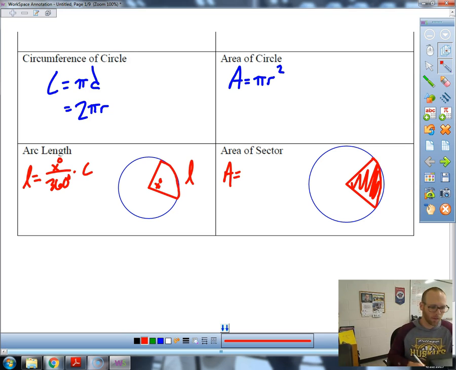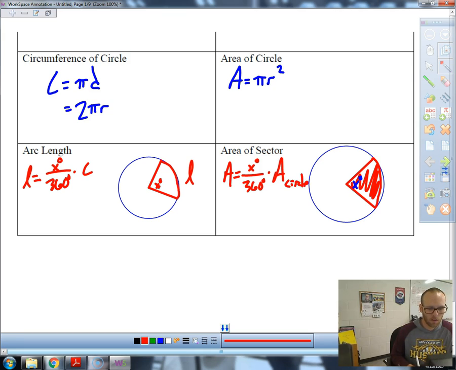Okay. How do we figure out the fraction? Well, again, we need to know our central angle, x degrees out of 360 degrees of the area of the circle. So the area of the sector is equal to the fraction of the area of the circle.